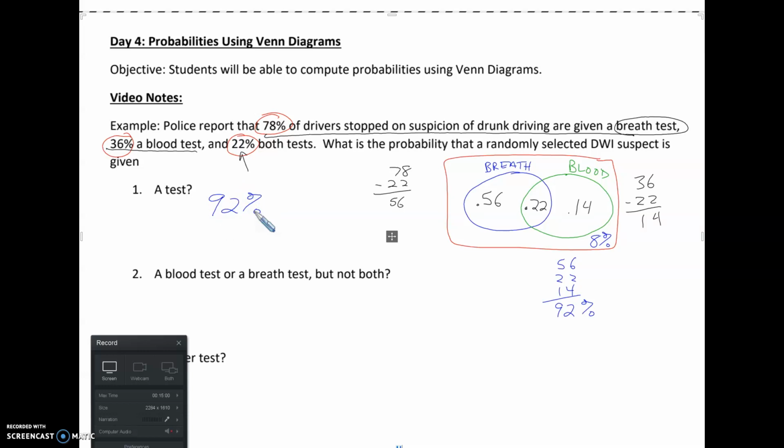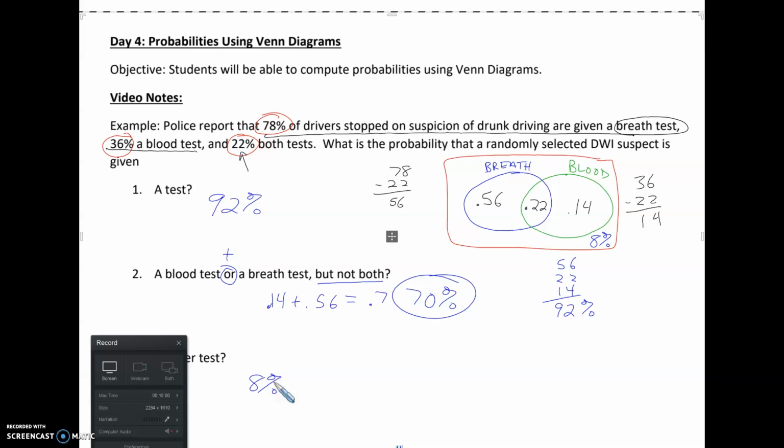Number 2, what's the probability that they were given a blood test or a breath test, but not both? Okay, so that's an important part of this one. Or means we're going to add. So that means blood test, but not both. So we're ignoring that 22%. So just blood, that's 14%, right? Plus just breath, 0.56, so 56% plus 14%, and that's going to give me 0.7, or 70%. So number 3, neither test. Well, I think we already answered that. That is 8%.